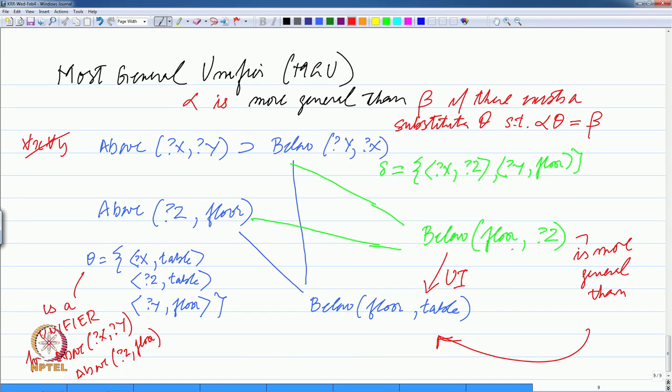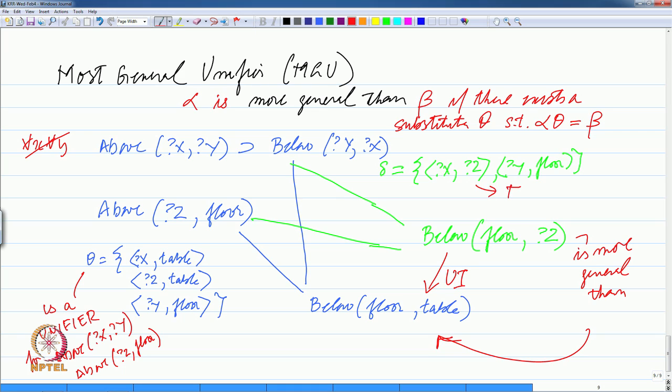And you can see that below floor everything is more general than below floor table, because when I substitute table with the variable z, I will get this new formula. So, this notion of more general than holds between these two formulas. So, we generally extend the notion of seeking more general inferences to most general inferences, because essentially we are saying that the more general the inference you can make, the better for you.